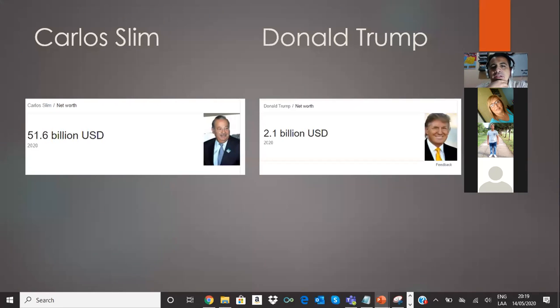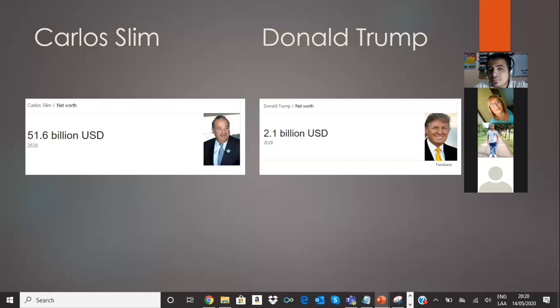No puse aquí las edades, pero me imagino que Donald Trump es un poco más joven. How can you say it, Carlos? Carlos Slim is younger than Donald Trump. Okay. Carlos Slim is younger.